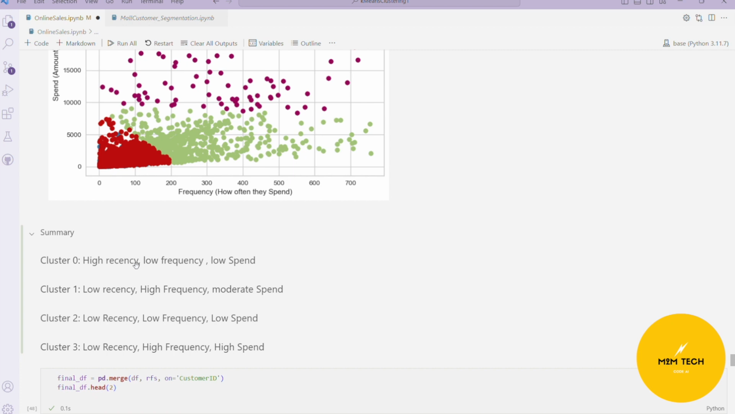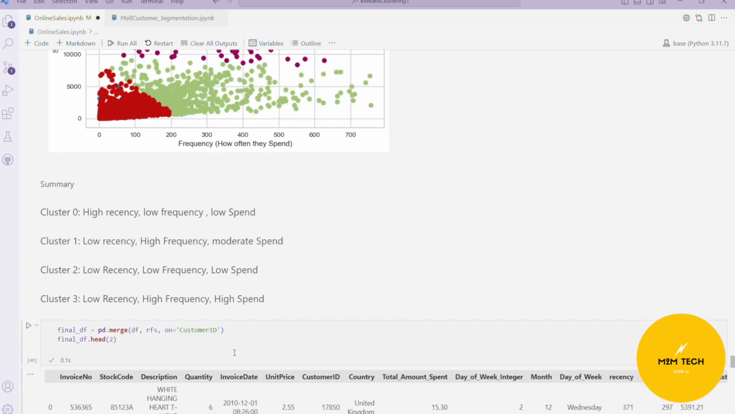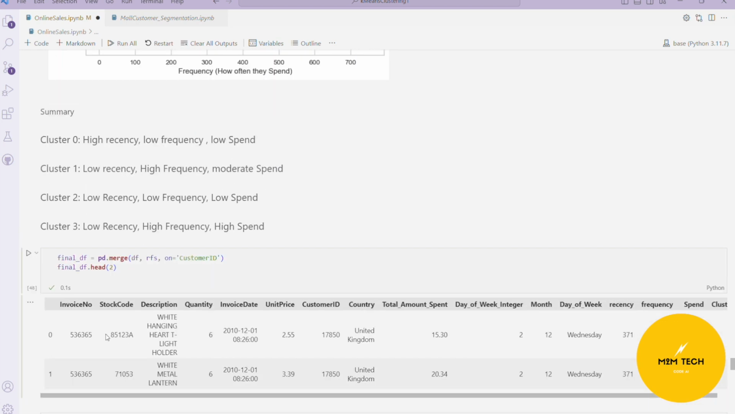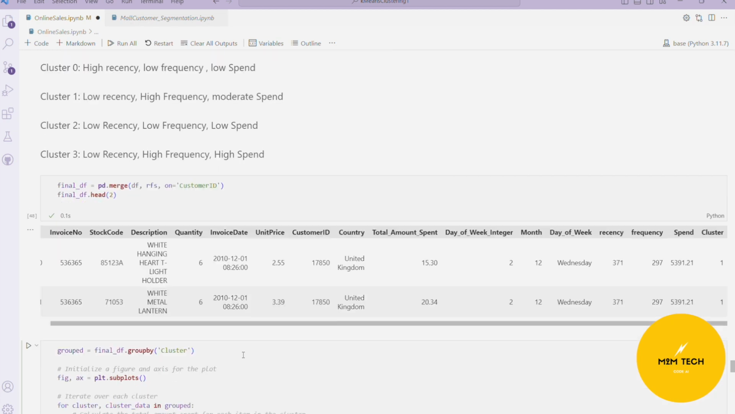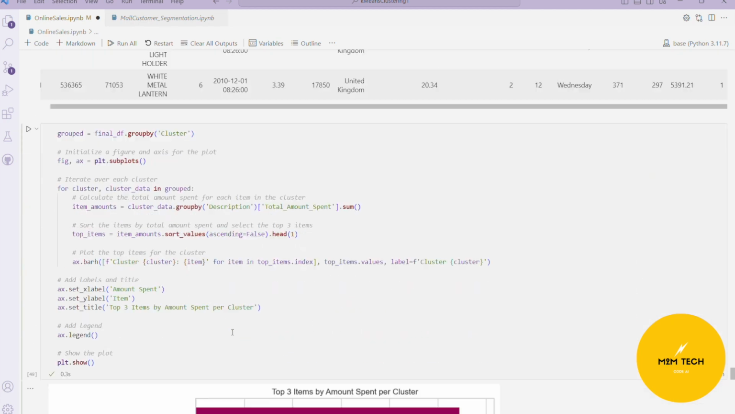So cluster 0 has high recency, low frequency, low spend. Cluster 1, low recency, high frequency, moderate spend. Cluster 2, low recency, low frequency, low spend. And cluster 3, low recency, high frequency, and high spend. So yeah, I just joined the RFS back to the dataset, and that's about it for this analysis.